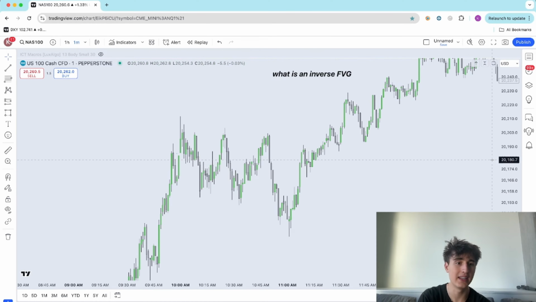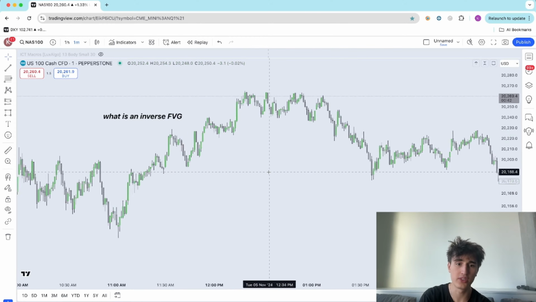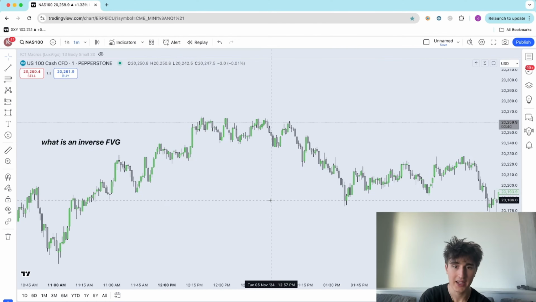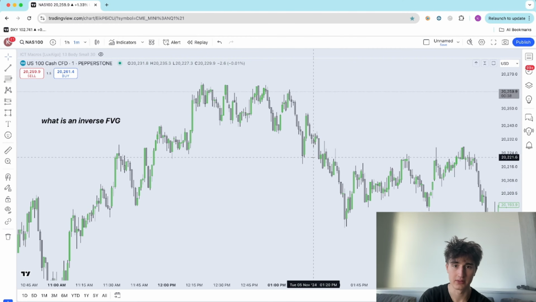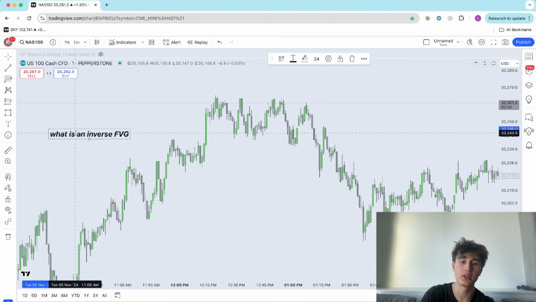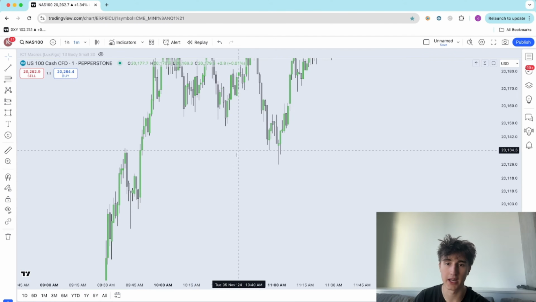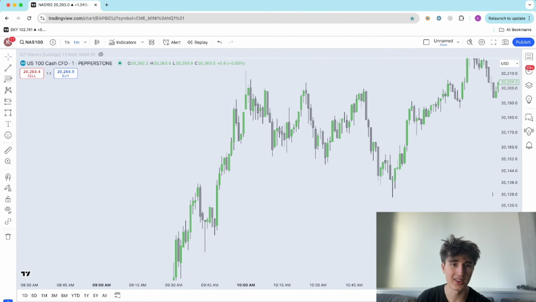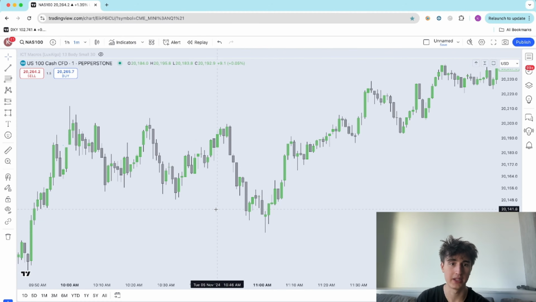But why an inverse is so powerful is because of confirmation, right? The thing about the inverse fair value gap is it's going to confirm an idea. Now, why is it going to confirm an idea? Well, let's apply a little bit of logic, because that's really what trading is, right?